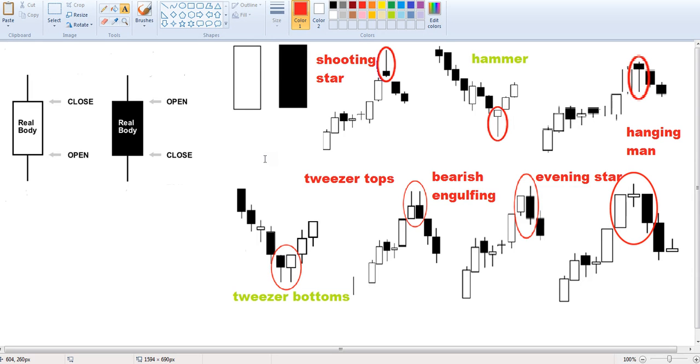This lesson is another technical analysis lesson. I think we'll talk about charting today, and in particular we'll talk about candlestick charting.